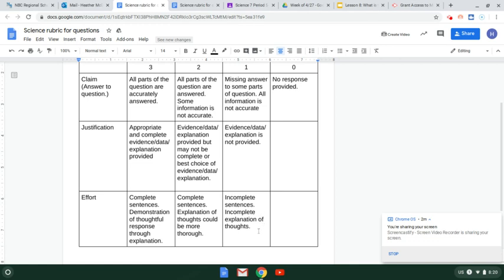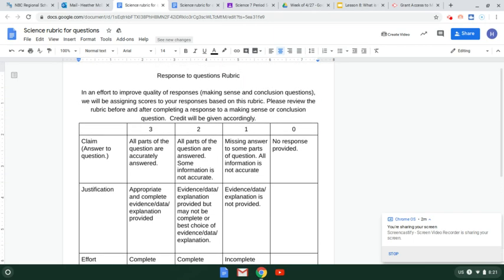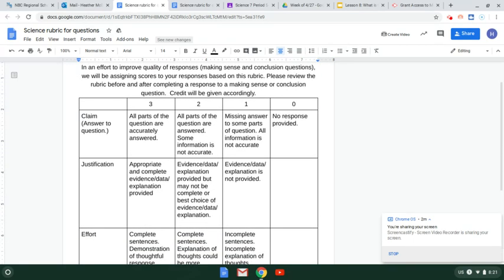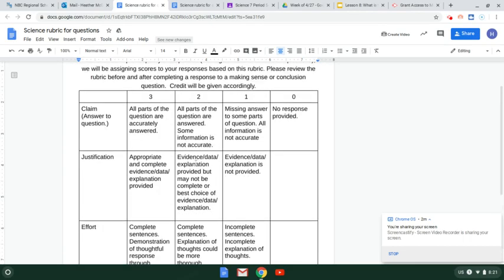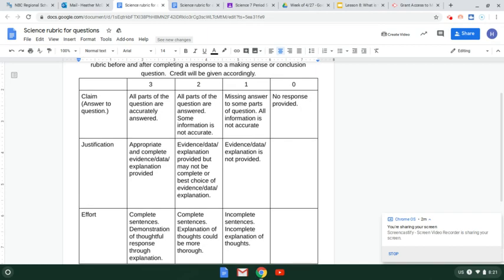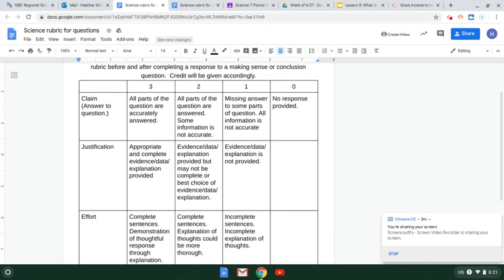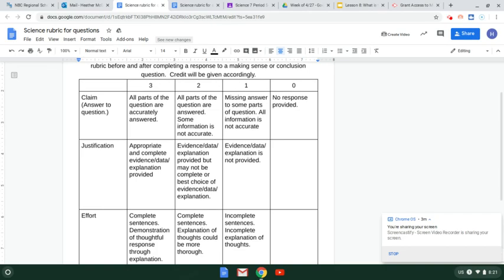So for this week, you have 18 points possible because we're using this rubric for part 1, making sense, and also part 2, making sense. So you want to make sure that you're using this rubric while you're answering those questions because we want you to do well and you want to do well as well. Okay, that's okay.